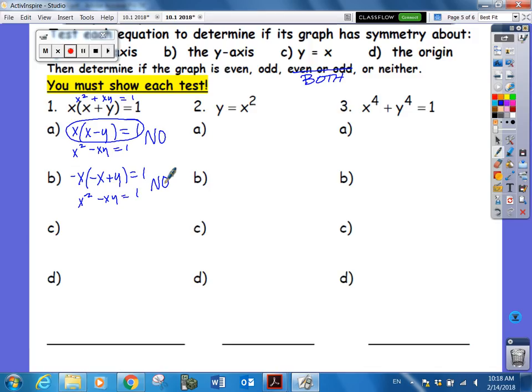Letter C, y equals x. So we switch the x's and the y's. So y times y plus x equals 1. So that ends up y squared plus xy equals 1. So that's not the same either. So that's a no.